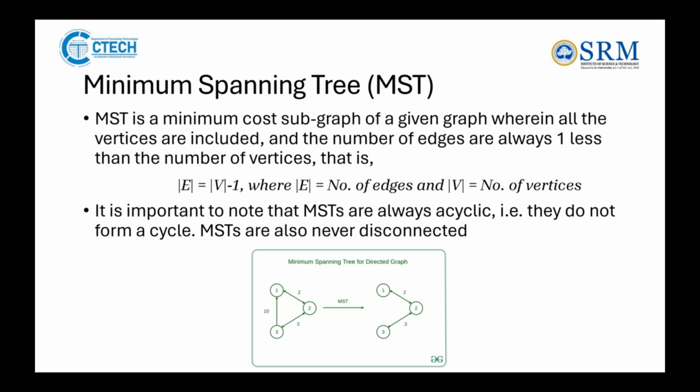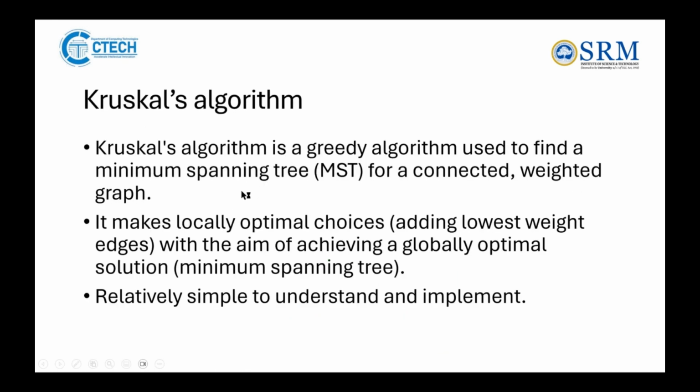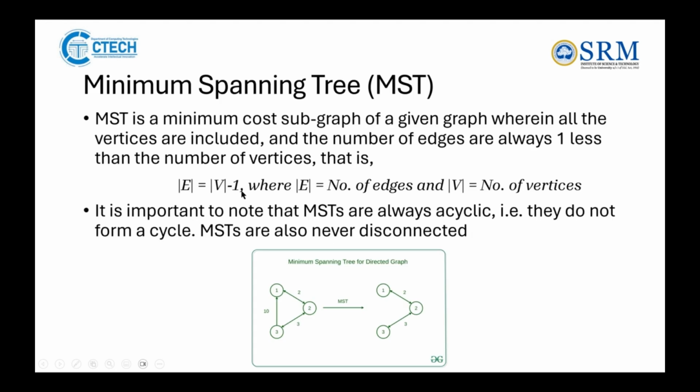First, we'll understand what a minimum spanning tree is. A minimum spanning tree, or MST, is a minimum cost subgraph of a given graph, wherein all the vertices are included and the number of edges is always one less than the number of vertices. That is, E is equal to V minus 1, where E is the number of edges and V is the number of vertices.